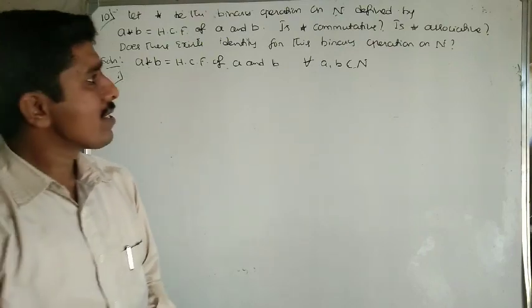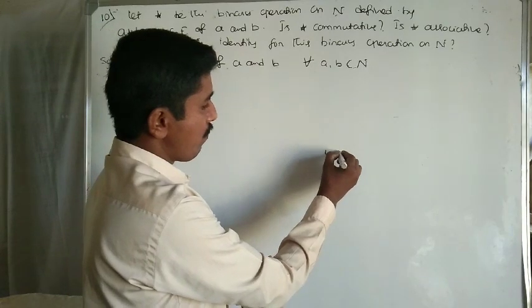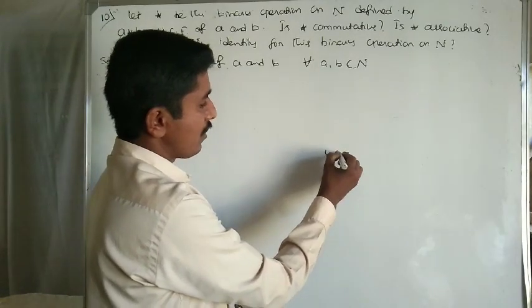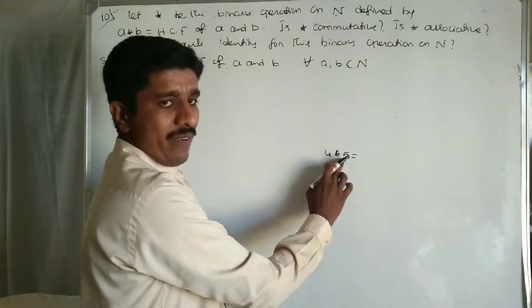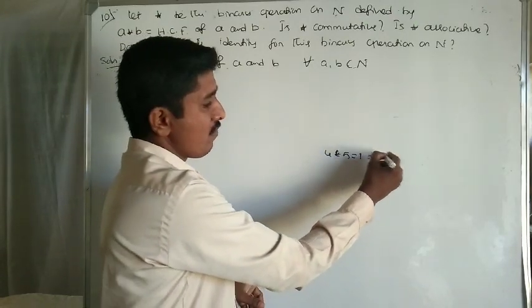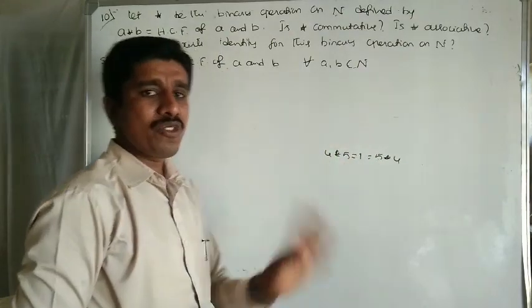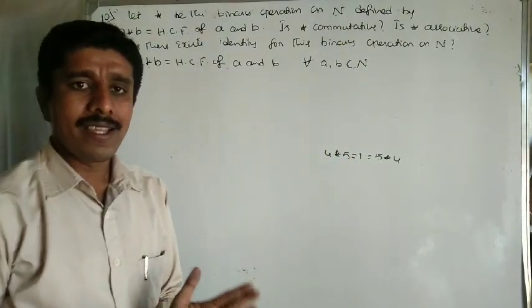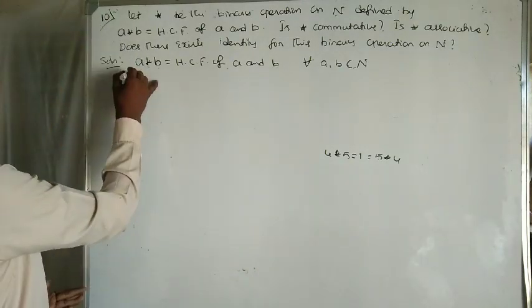Star commutative means, take for example the highest common factor of 4 and 5. So 4 star 5: the highest common factor of 4 and 5 is 1. 5 star 4: the highest common factor of 5 and 4 is also 1. Correct. Therefore clearly it is commutative. Now I am going to prove it here.